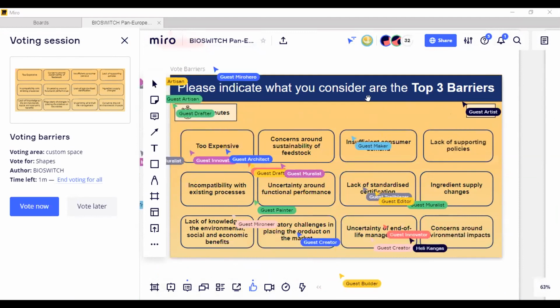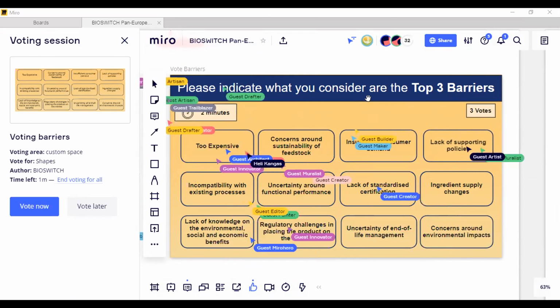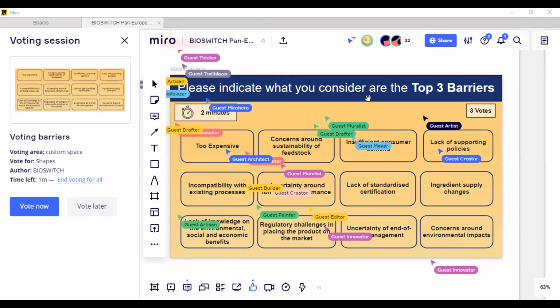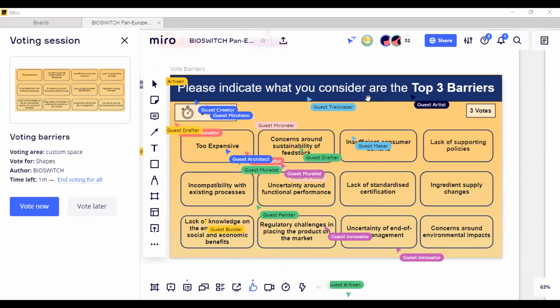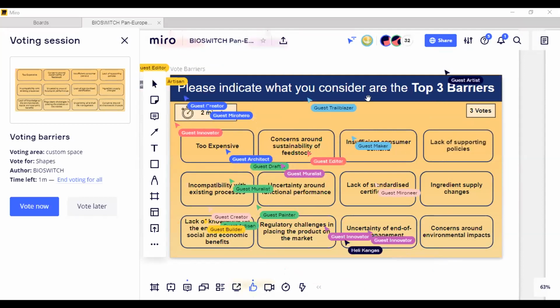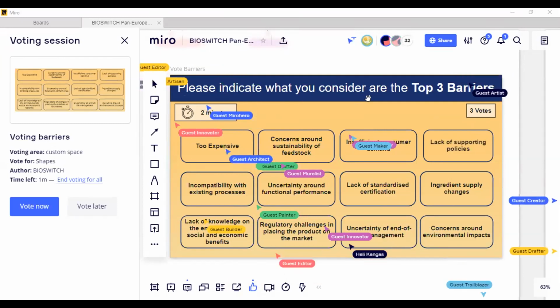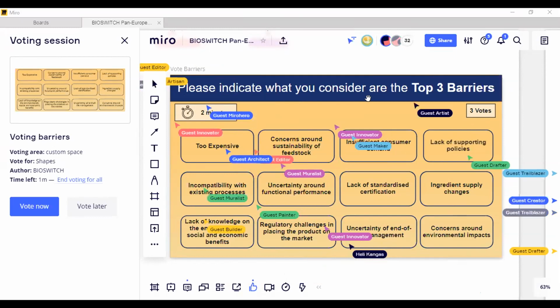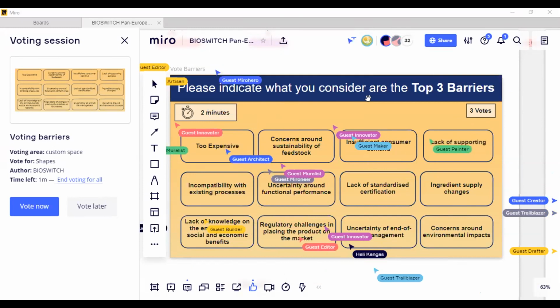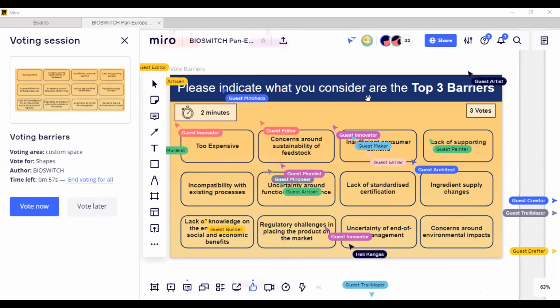There are 12 options, so please pick your top 3, what you consider the top 3 barriers. They are too expensive, concerns around sustainability of feedstock, insufficient consumer demand, lack of supporting policies, incompatibility with existing processes, uncertainty around functional performance, lack of standardized certification, ingredient supply changes, lack of knowledge on the environmental, social, and economic benefits, regulatory challenges in placing the product on the market, uncertainty of end-of-life management, or concerns around environmental impacts.